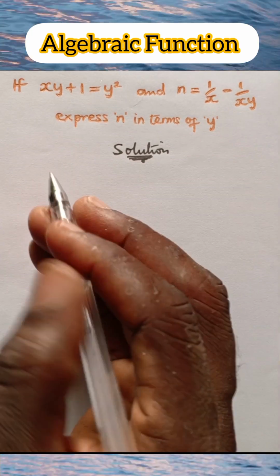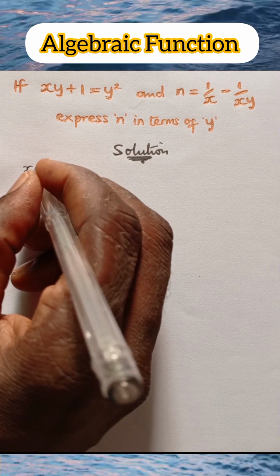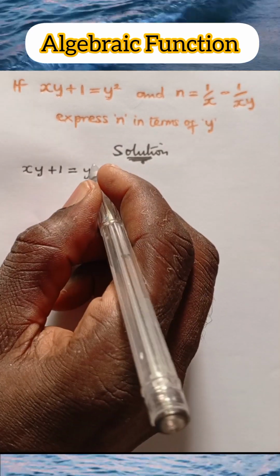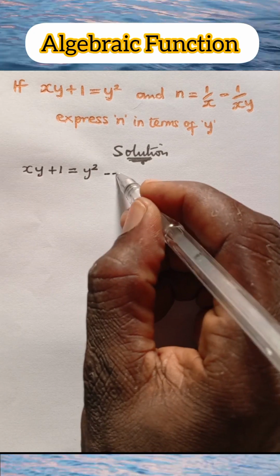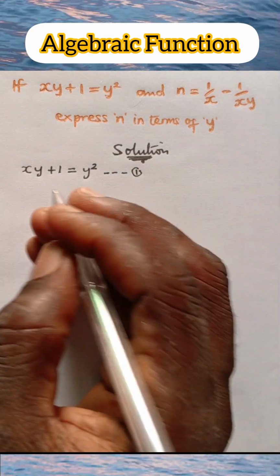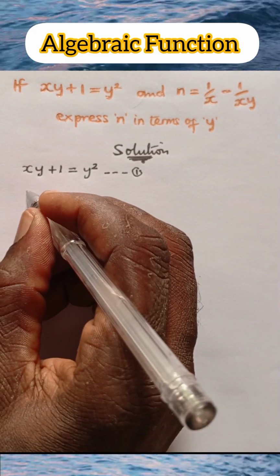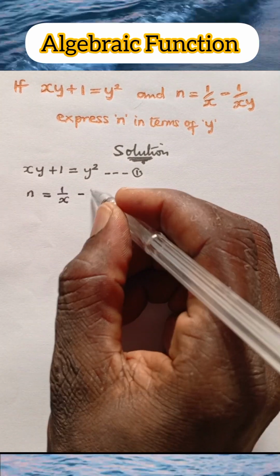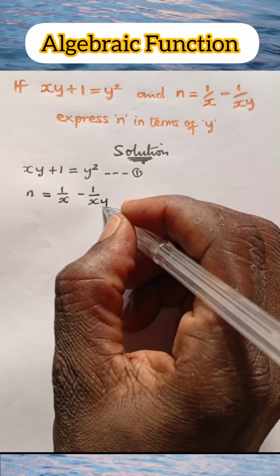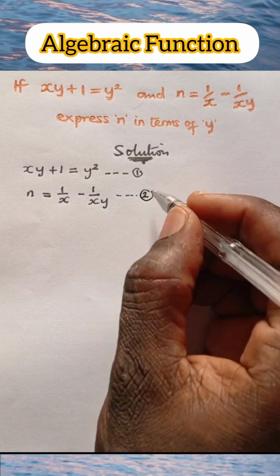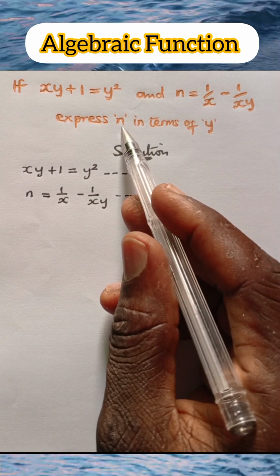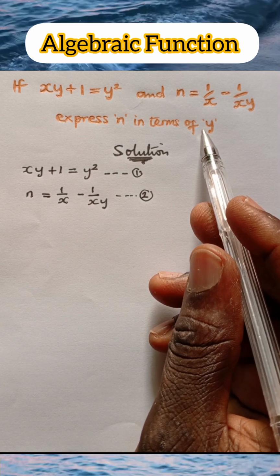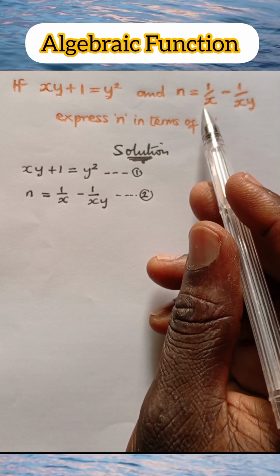We are given that xy plus 1 equals y squared. Let's call this equation 1. And also, we are given that n is equal to 1 over x minus 1 over xy. Let's call this equation 2. Now, we are asked to express n in terms of y, which means our final answer should not contain x.